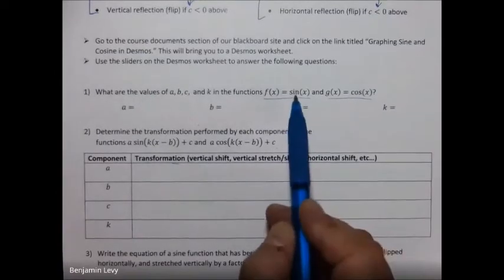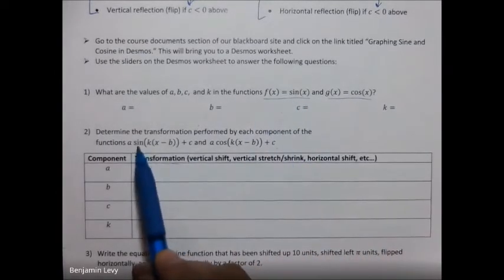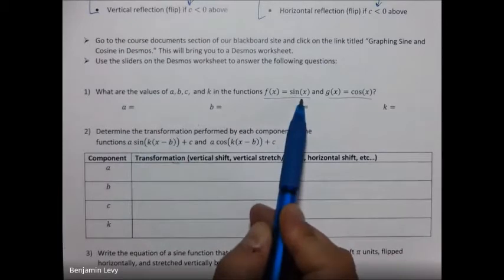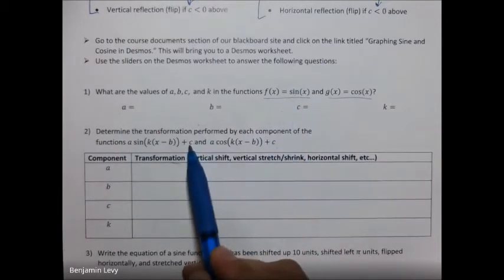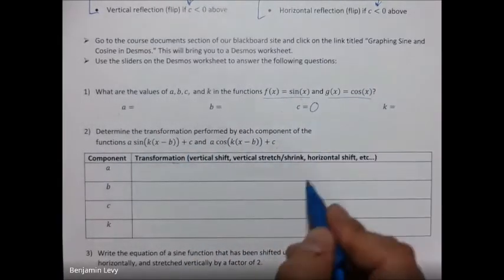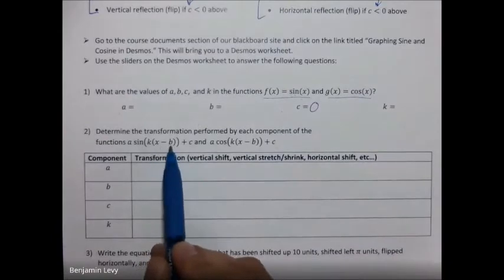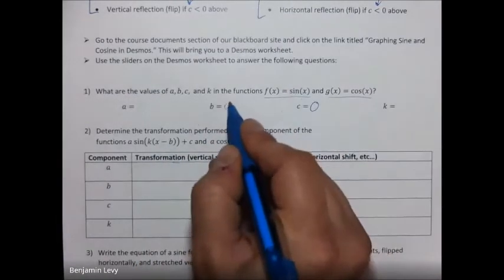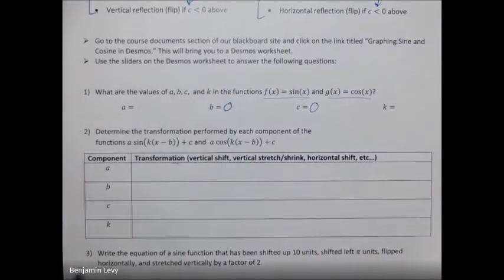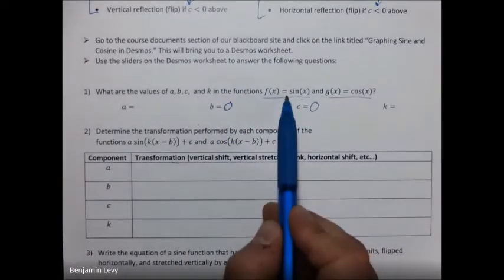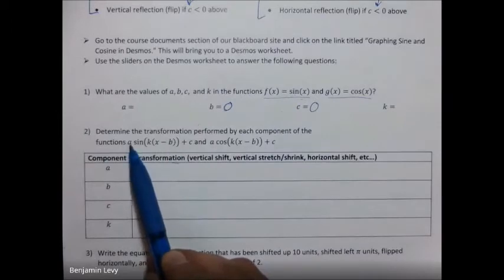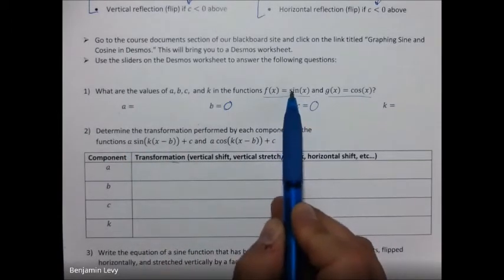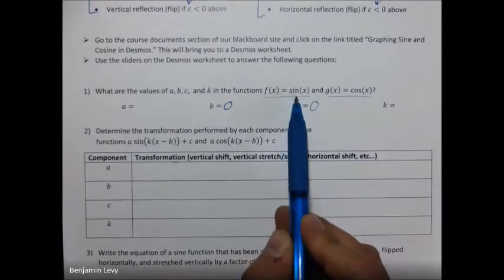Well, if I want this function to look like this one, there's nothing being added to this, so the C value would be 0. There's nothing being subtracted from the x, the x is just by itself, and so B is also 0. What's multiplying the sine out in front? The A value is the thing multiplying this. Nothing is being multiplied there, which means it's just a 1 out front.